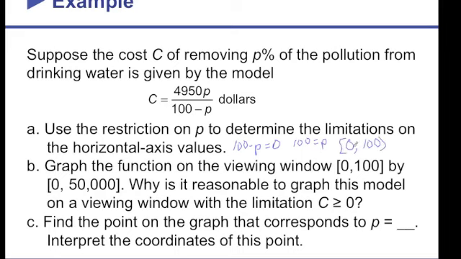So we can use a window from 0 to 100. So they ask us to graph this function in the viewing window from 0 to 100 for the x values and from 0 to 50,000 for the y values. Why is this reasonable to graph this model with the limitation that C is greater than or equal to 0? Well, the cost is probably never going to be less than 0. And find the point on the graph that corresponds to, we can pick different values, and I think we'll do a couple of them and talk about what those mean.